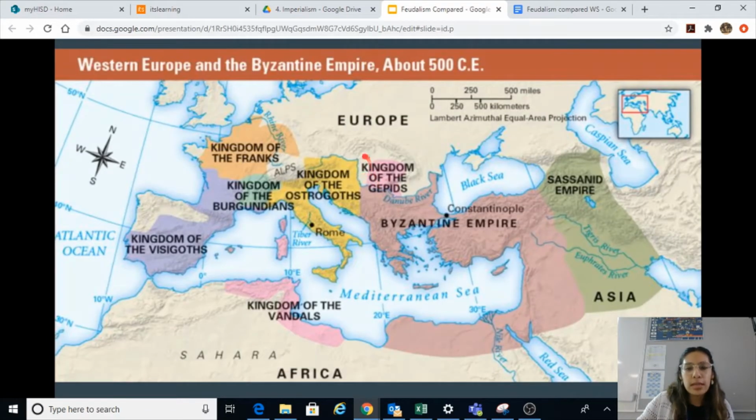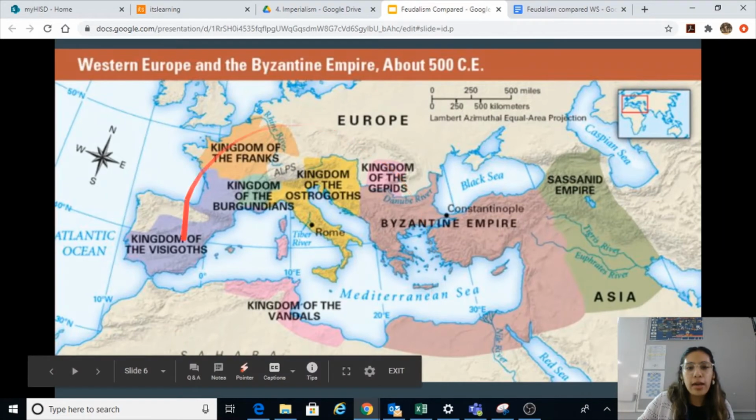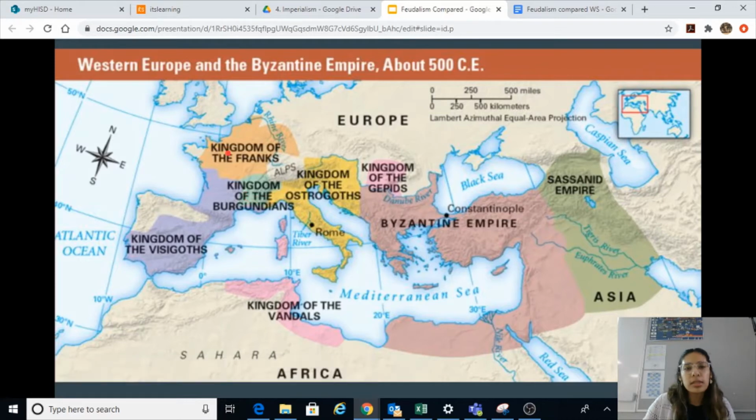So if we see, this is the western half of the Roman Empire, and then the eastern half is still intact under the Byzantine Empire. But we see it's broken up into little kingdoms, and these kingdoms seem like they're united, but they're not really united. Even within the kingdom, it is broken up into different pieces of land that are ruled by different people.